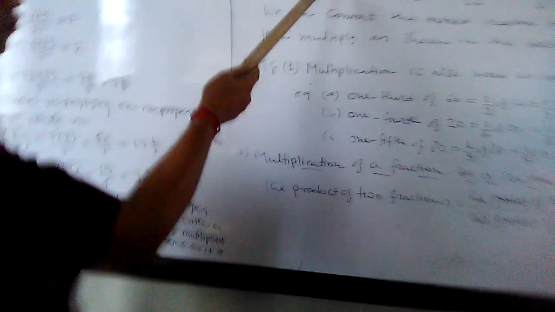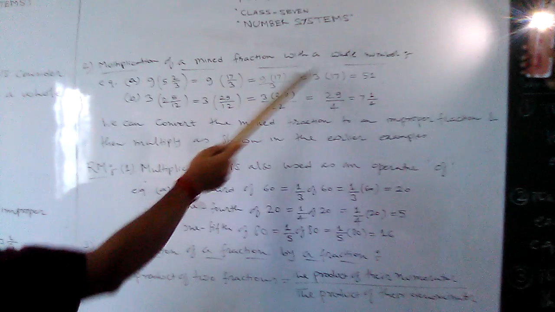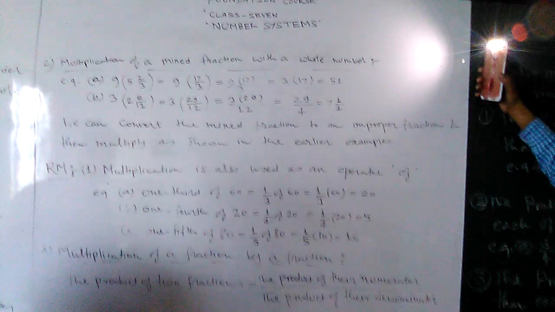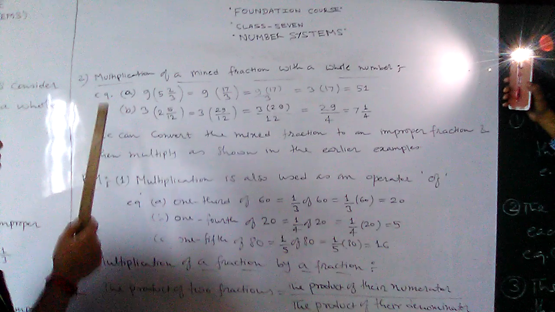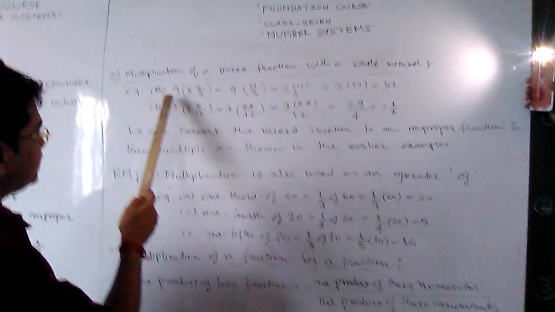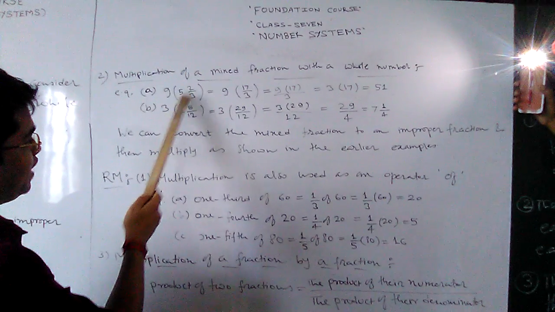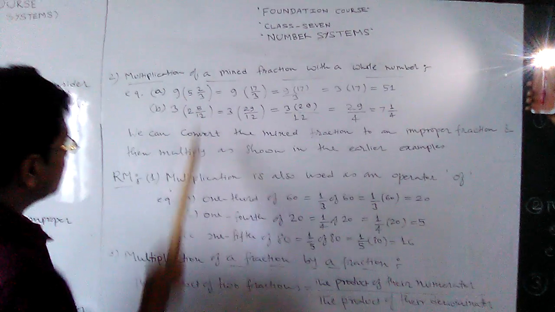Let's move ahead. Now come to the multiplication of a mixed fraction with a whole number. Again, we will learn this through illustration of examples. First example we have. See, in first example we are multiplying whole number 9 with mixed fraction integer 5 followed by proper fraction 2 by 3.